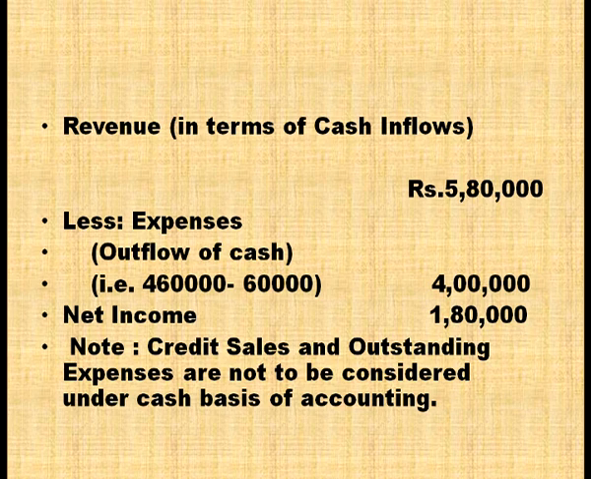Revenue 5,80,000. That is because of the sales, 5,80,000 is coming inside the business. Expenses 4 lakh. Net income is revenue minus expense. 5,80,000 minus 4 lakh give you 1,80,000. Here, credit sales and outstanding expenses are not considered. So the net income came to rupees 1,80,000 under cash basis of accounting.